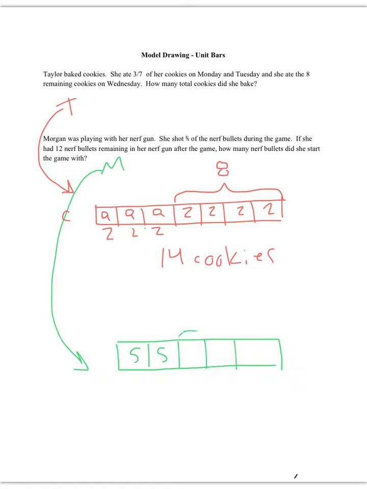We have these remaining, right? Those were not shot during the game. Those, if she had 12 Nerf bullets remaining, 12, so what plus what plus what is 12, or 3 times what is 12? So we know that 3 4s is 12. And these would also be 12 because they'll represent the same value.